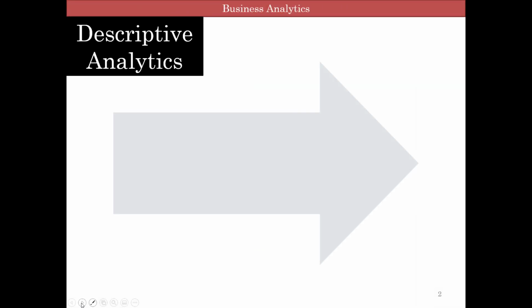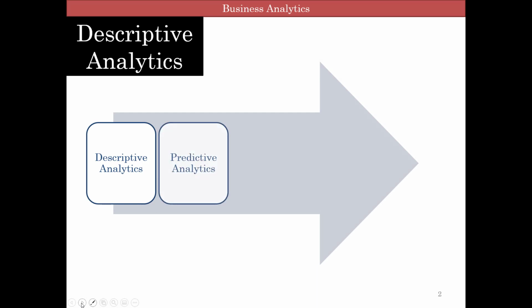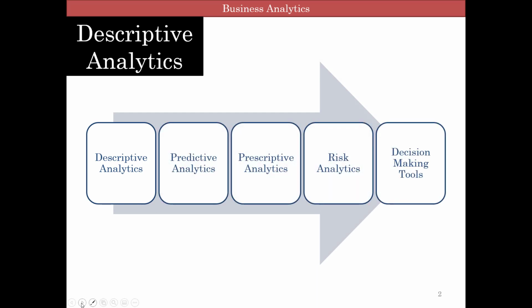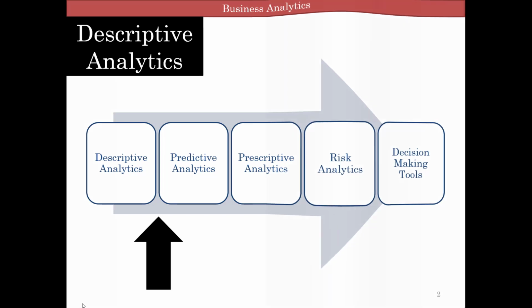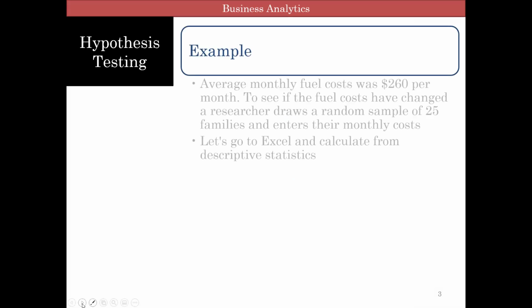Now you know that we have finished z-tests with normal distribution in descriptive analytics, and the next hypothesis test is essentially t-tests. And t-tests, as you all know, happen when we don't have the population standard deviation. So let's take a look at an example.